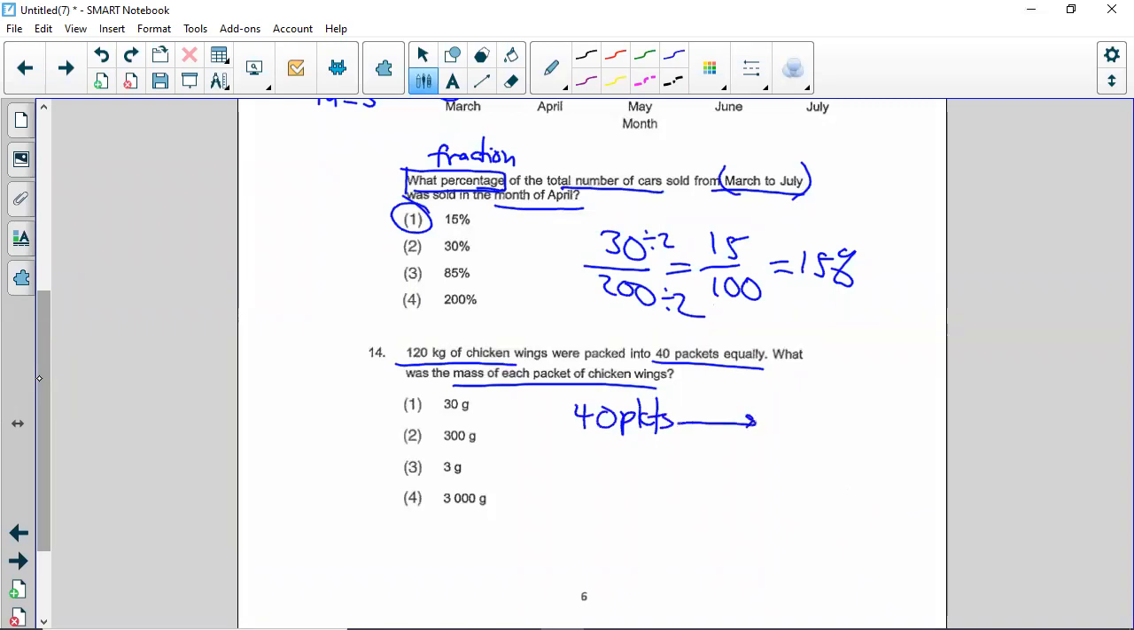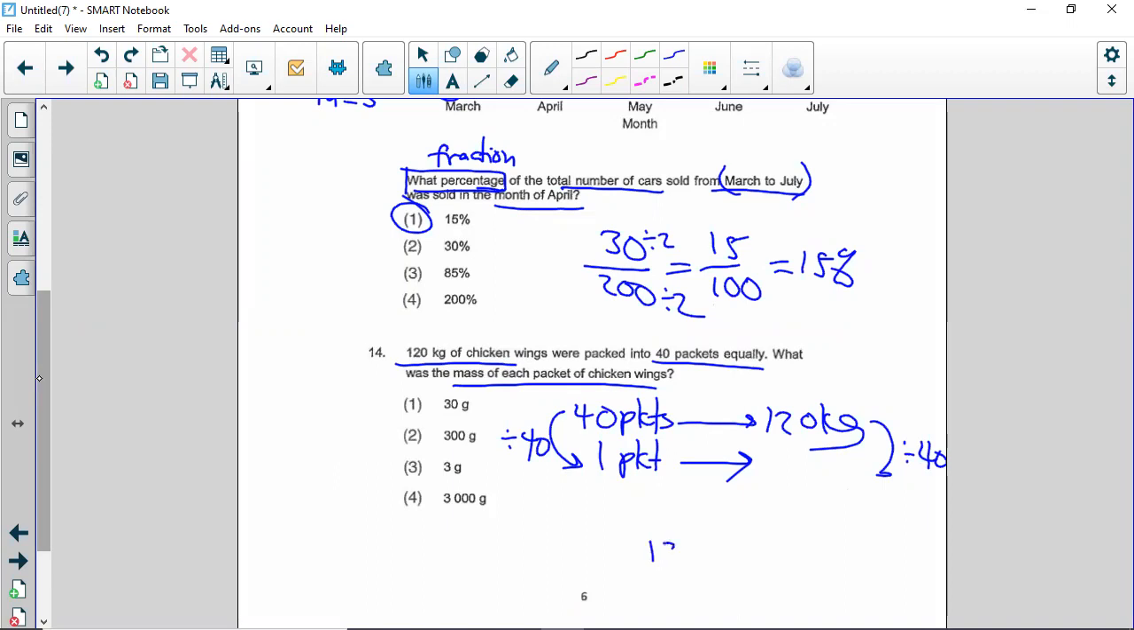40 packets is how many kg of chicken wings? 120 kg, right? Then you want to find 1 packet. Then 1 packet will be how many kg? Then you just draw an arrow sign. From 40 become 1. How to do that? Divide by 40. Then the other side, you also do the same, divide by 40. So 40 divided by 40, you get 1. So 120 divided by 40.